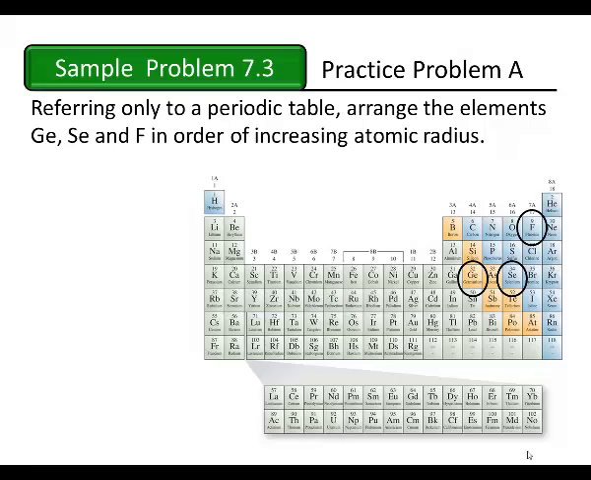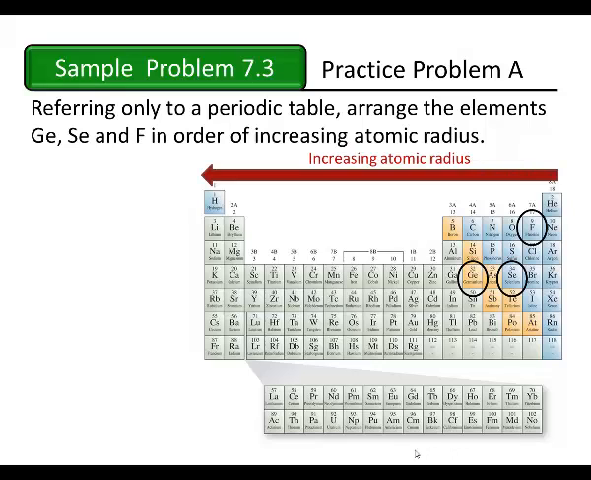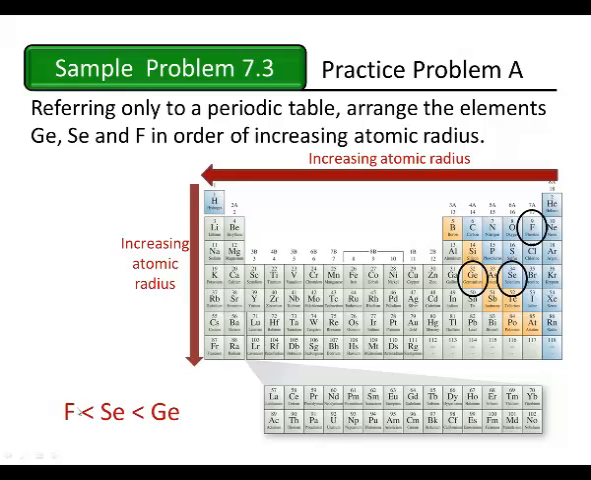We already know that the trend in atomic radius is that it increases as we move to the left within a period and down within a group of elements. Based on this trend, we could say that fluorine would have the smallest radius. Of the two that remain, selenium would be the next smallest, and germanium would be the largest. Germanium is the farthest to the left and down of the three elements. When we write out the answer to this question, we'll begin with the smallest and work our way up to the largest.